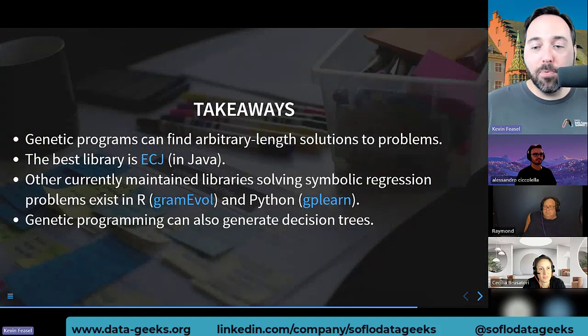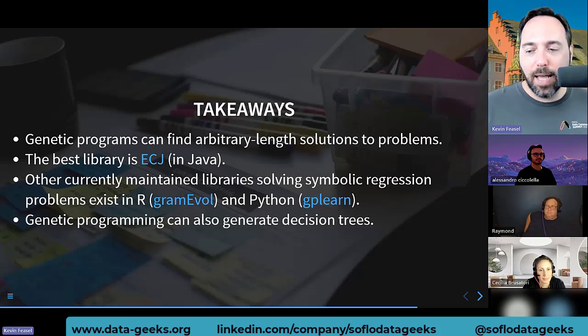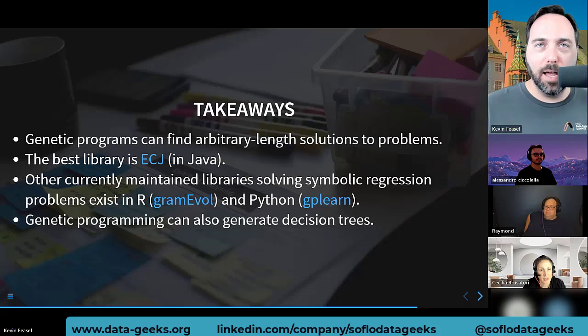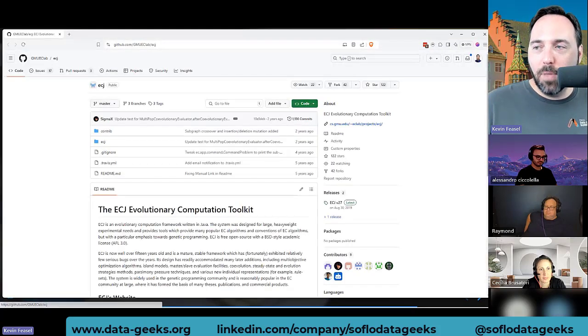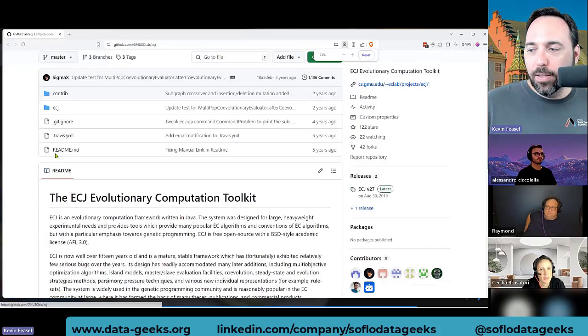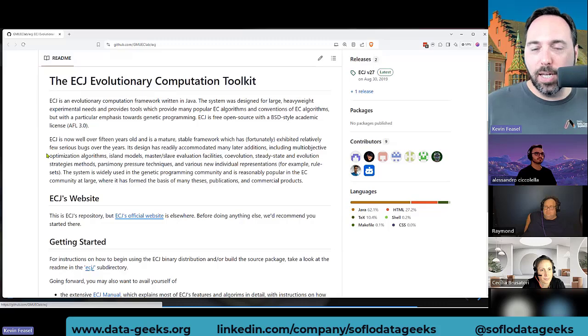The takeaways. Genetic programming. Finding arbitrary length solutions to problems. The best library that I've seen for this that is still around. Actually, that's two separate sentences. The best library that I've seen for this is ECJ. It is a Java library. It is still around. This is hosted by George Mason University in Virginia and is an evolutionary computation toolkit.